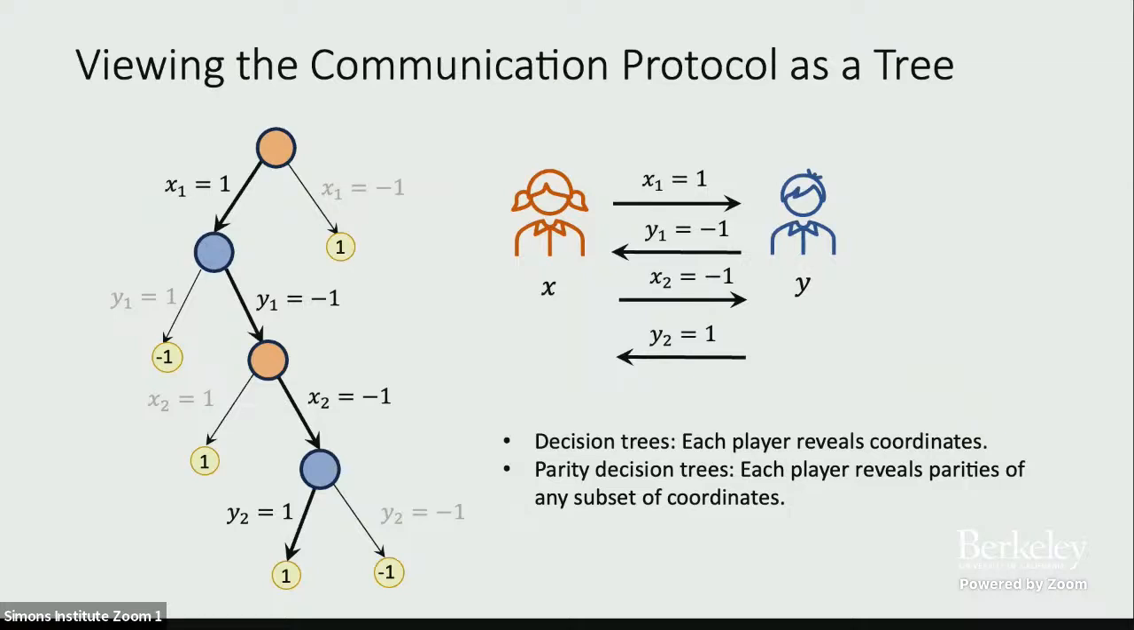Here is an example of such a communication protocol where Alice starts by revealing the value of her first coordinate, then Bob reveals his first coordinate, and so on. Based on the actual inputs they receive, they might go left or right. Here is an example of this input, and here is the path that you would follow on this input. Finally, at the leaf, you have values 1 or -1, and when the players reach a leaf, they just announce this as the answer. This is a very special type of communication protocol where the information that Alice and Bob send is just the coordinates of their input. So this corresponds to a decision tree-like protocol.